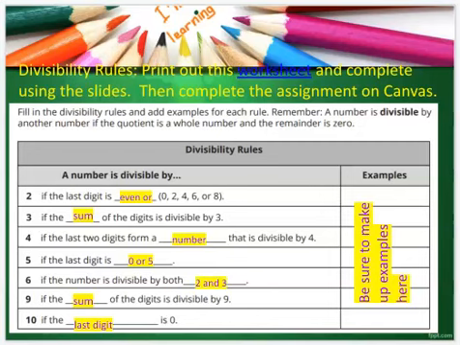Here's those rules written out, so make sure you fill in your worksheet. Now notice over here I said be sure to make examples here. So you make up your own examples of numbers that meet those rules. You can complete the rest of that worksheet. Just make sure you show your work on a separate sheet of paper.